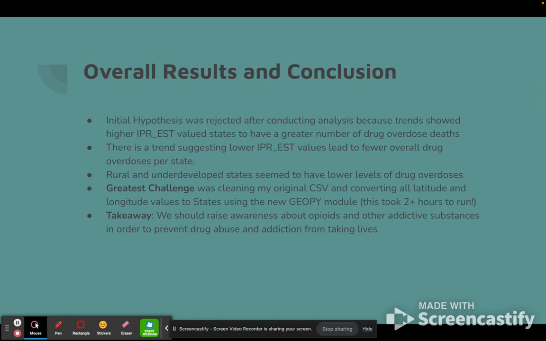So my overall results and conclusion. My initial hypothesis was rejected after conducting analyses because trends showed higher IPR value states to have a greater number of drug overdose deaths. There is a trend suggesting lower IPR values lead to fewer overall drug overdoses per state.